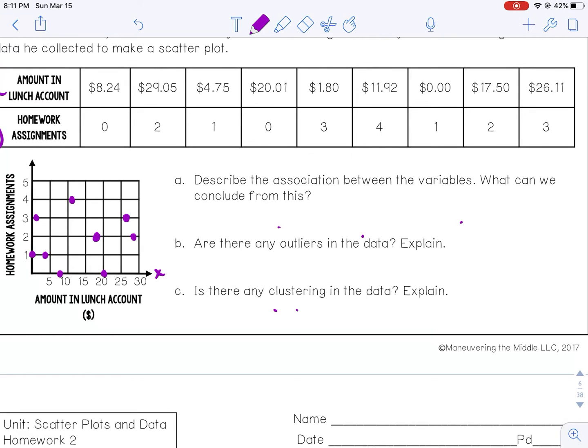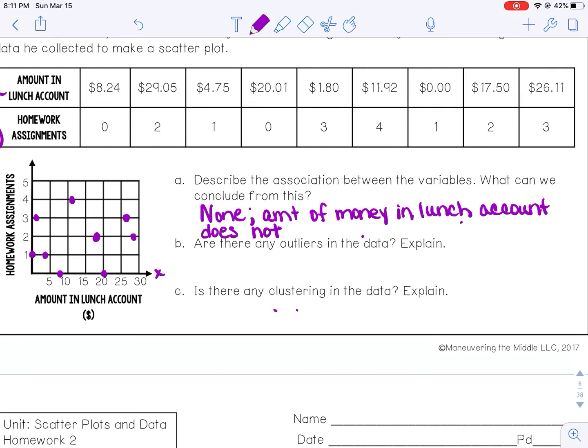Okay, so as you can tell, those points are pretty much all over the place. So describe the association between the variables. There's none. Okay, amount of money you have in your account does not affect the number of assignments that you have. And I should say has no effect, probably using some proper grammar. Has no effect on number of prep work assignments.